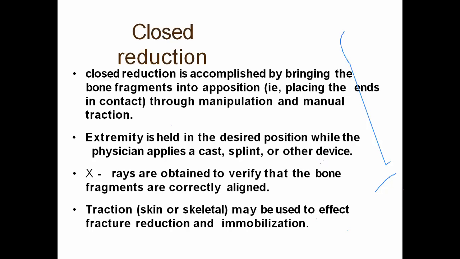The extremity is held in the desired position while the physician applies a cast, a splint, or another device. X-rays are often taken to verify that the bone fragments are correctly aligned. When we talk about traction, there are two types: skin traction and skeletal traction.